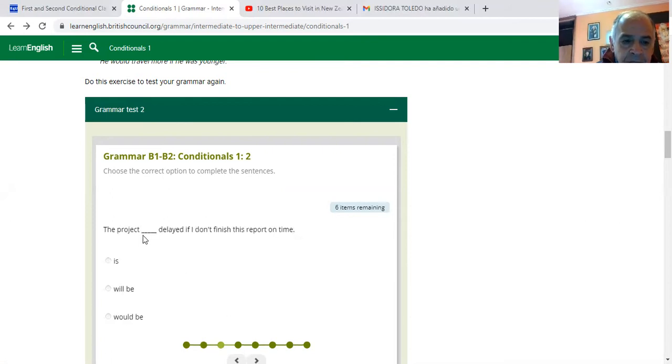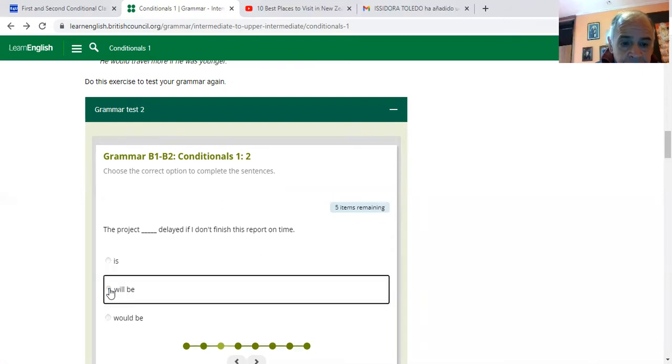The project delayed if I don't finish. Don't finish. Present. So you have present here. In here you can have present or future. The project will be delayed if I don't finish this report. Yeah. There you go.